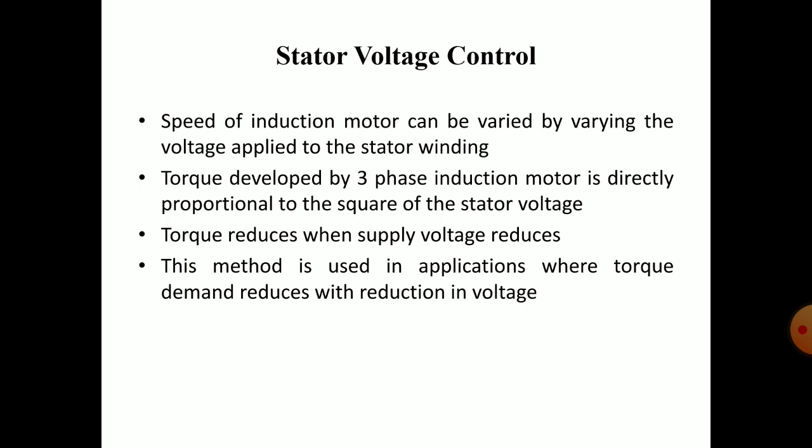So next method is stator voltage control method. The speed of the induction motor can be varied by varying the voltage applied to the stator winding. And in case of induction motor, torque developed will be directly proportional to the square of the stator voltage. So when the supply voltage reduces, torque will also reduce. And this type of control will be used in the applications where the torque demand reduces with the reduction in the voltage.